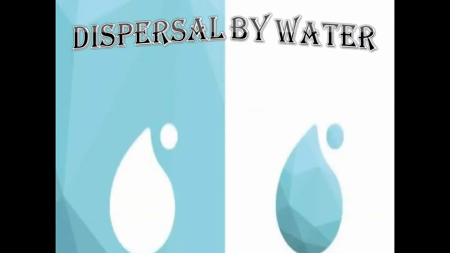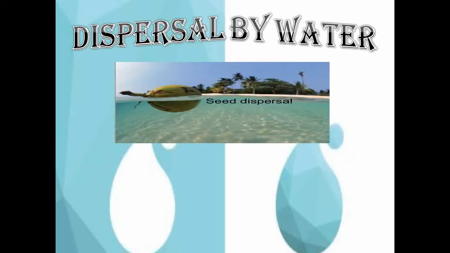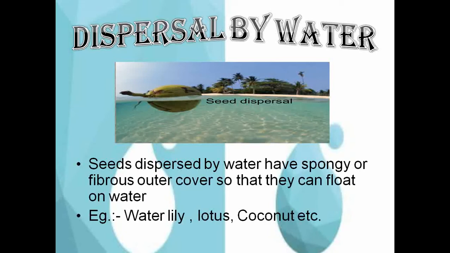Now coming on the second agent, that is dispersal by water. Seeds dispersed by water have a spongy or fibrous outer cover so that they can float easily on water, children. Examples are water lily, lotus, coconut, etc. Children, it is hard to believe, but coconut can travel hundreds of miles by floating in the sea, oceans or rivers, and as it finds a location, it grows there. This is how dispersal by water takes place.